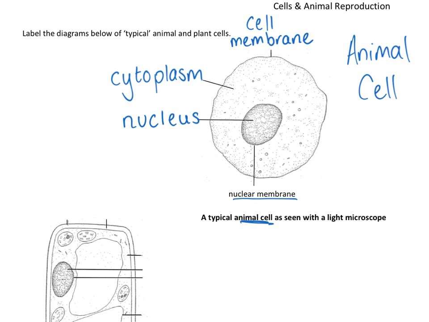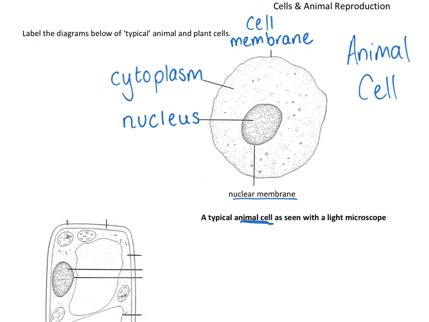So those are the different parts of the animal cell. There's only 4 in total that you need to learn. The nucleus, which contains the genetic information and controls the cell. The cytoplasm, which is a thick liquid solution that fills the cell and where the chemical reactions take place. And the cell membrane, which contains all the contents of the cell and controls what enters and leaves the cell.